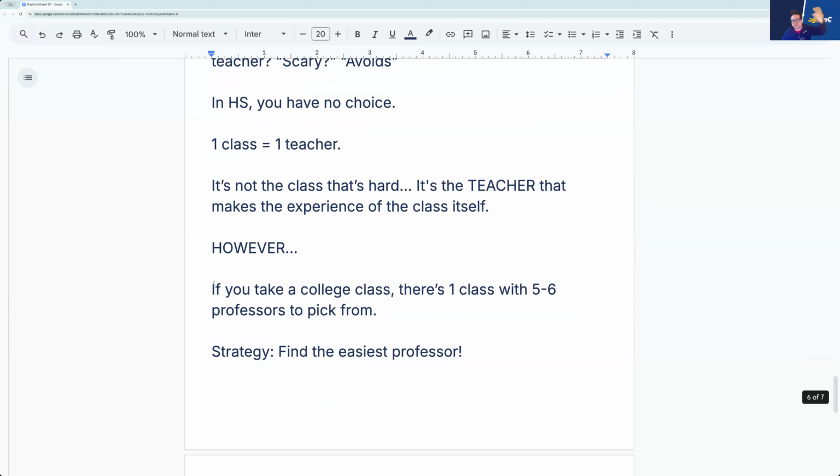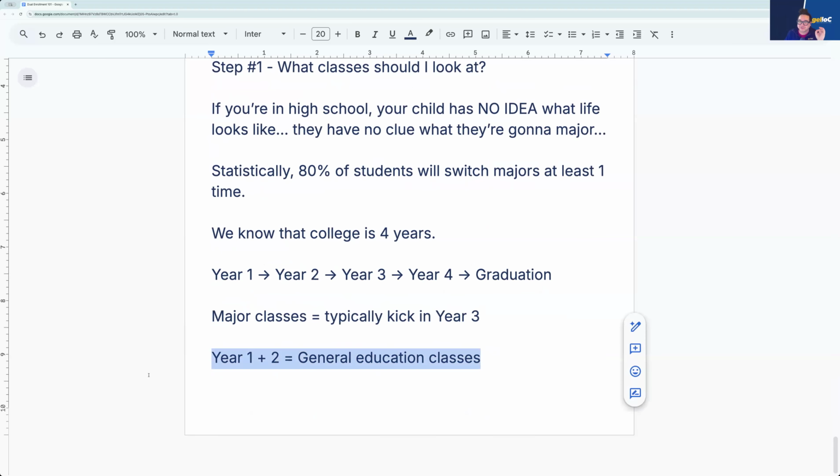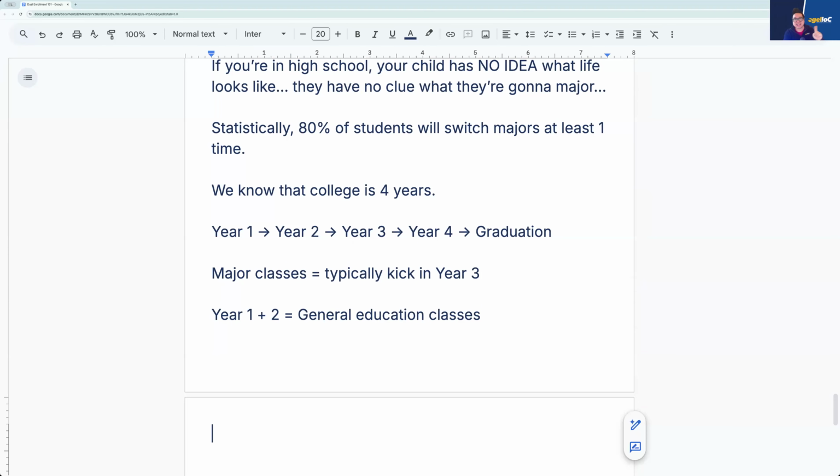But going back, your first 2 years, you're going to be doing your general education courses. So statistically, even if your child switches their major, wouldn't you agree that if I stay with the general ed classes, there's a good chance it won't matter? It would not matter what major they end up doing, because they're going to end up doing that anyways. So with that being said, what I would recommend, every state is a little different.